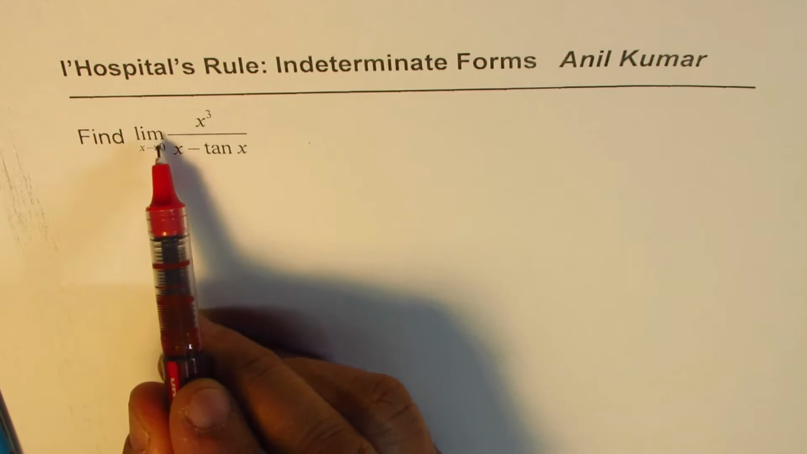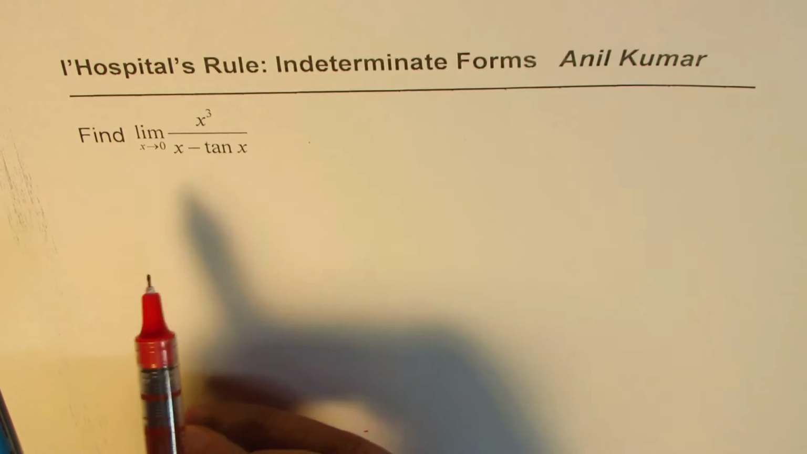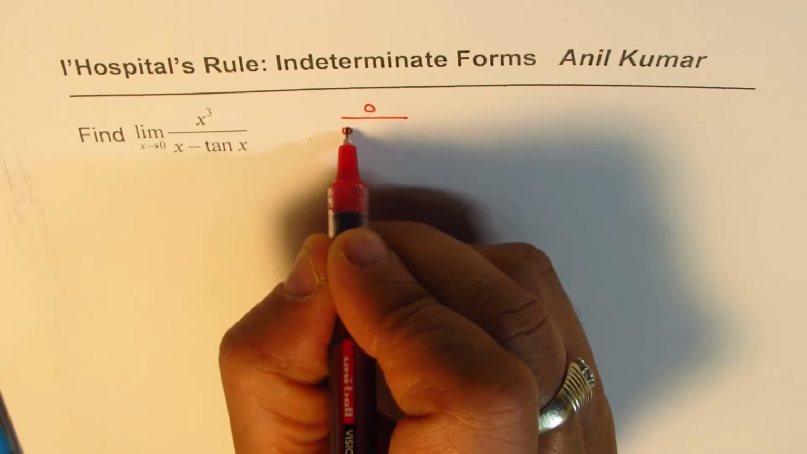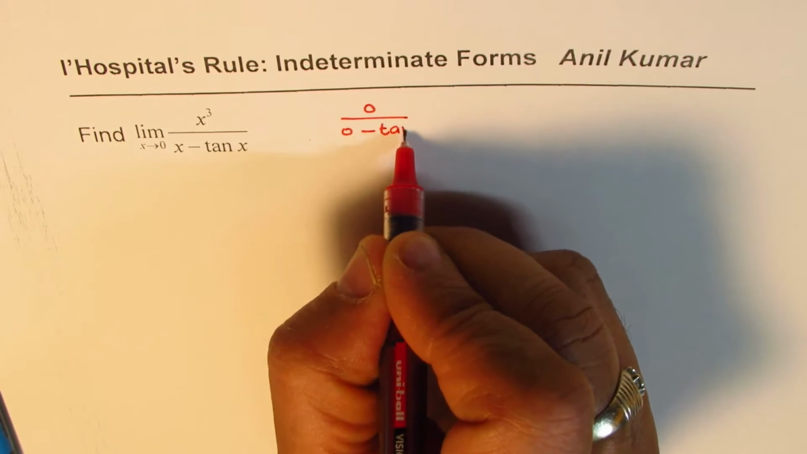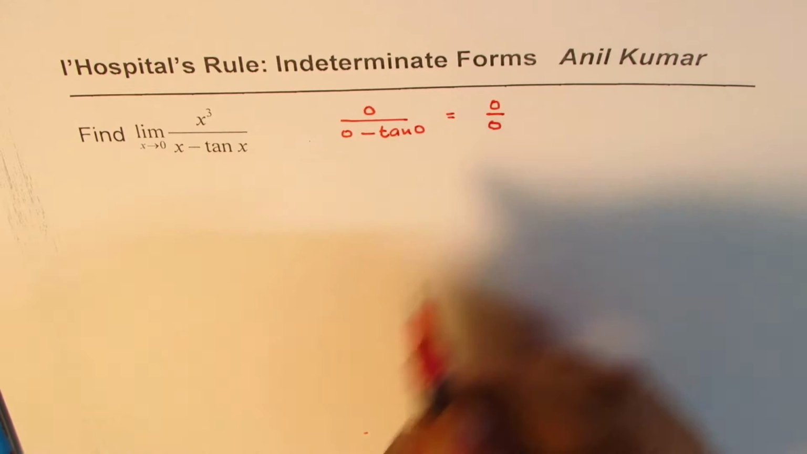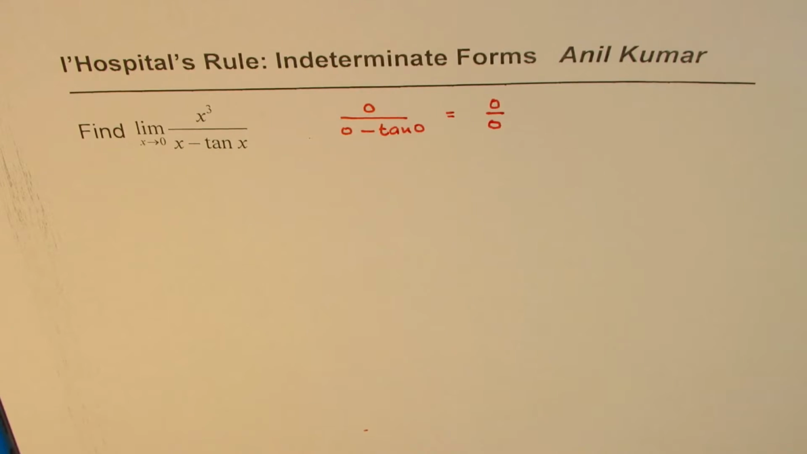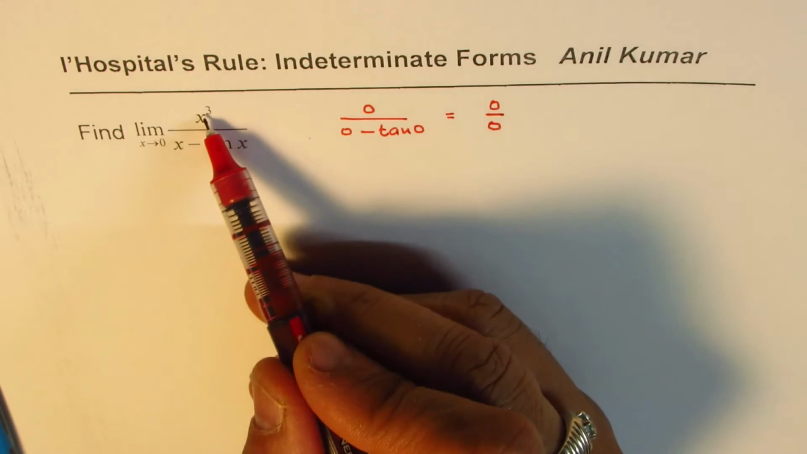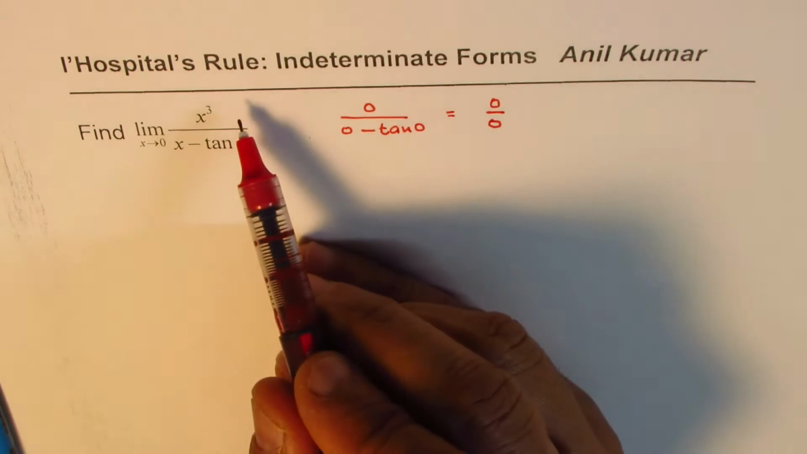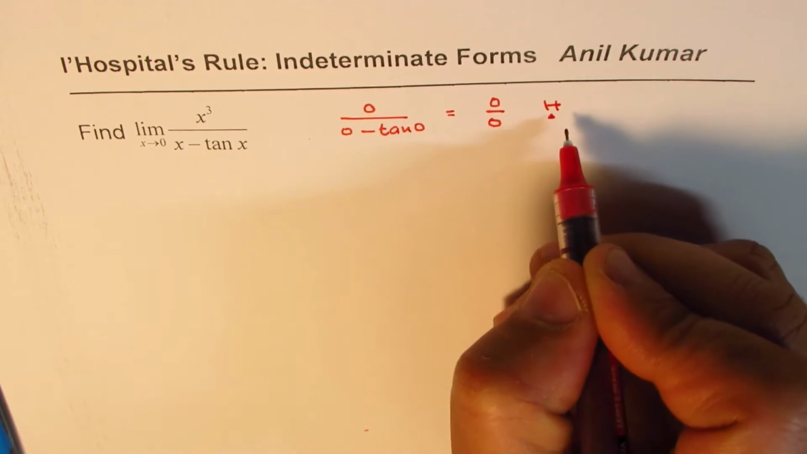We need to find the limit as x approaches 0 of x cubed divided by x minus tan x. If I substitute 0 here, I get 0 over 0 minus tan 0. Now tan 0 is also 0, so we get the form 0 over 0. So that is the indeterminate form which we had been talking about. Therefore, since we have a quotient of functions as 0 over 0, we could apply L'Hopital's rule and find the limit. So now we'll apply L'Hopital's rule.